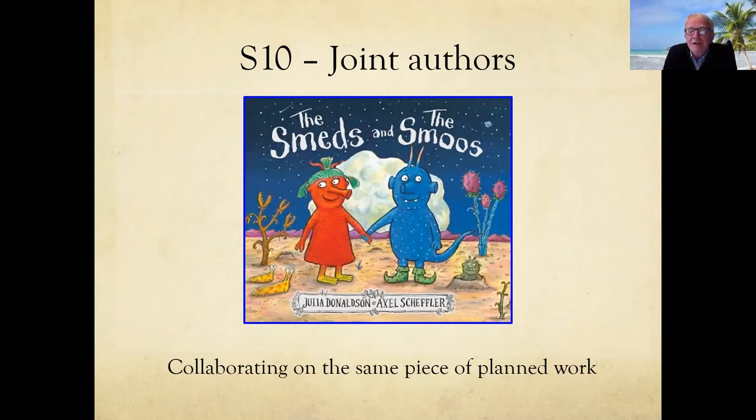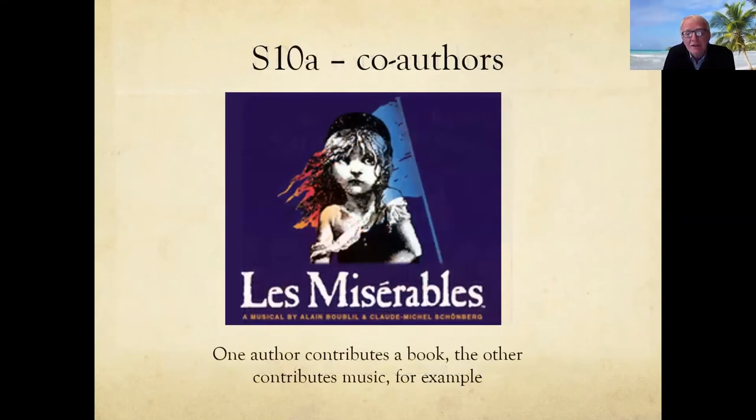Well, the example I've given here, which for those of you with children, grandchildren, nieces, nephews, is an exceptionally outstanding book. If you've come across any of the Julia Donaldson and Axel Scheffler books already, it's a lovely moral tale, absolutely fantastic. But they are considered joint authors because they're collaborating on the same piece of planned work. Now, the planned work is important when it comes to joint authorship. Can we move on, please, Kenji?